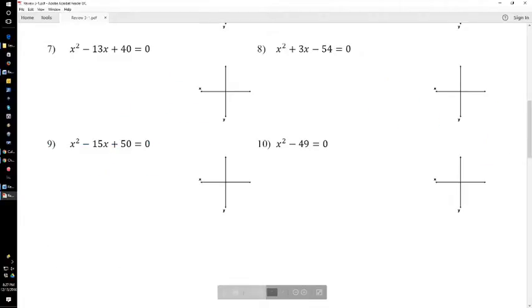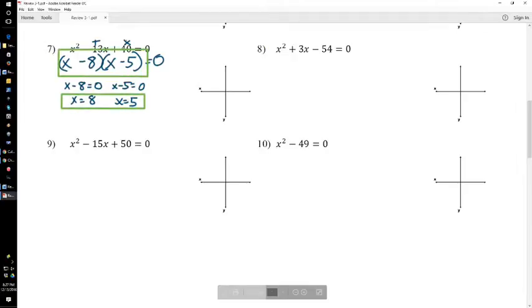For number 7, again, put up your parentheses. The two things that multiply to the left are x and x. Two things that multiply to 40 but add up to 13 are, in this case, well, 4 times 10 is 40, but those don't add up to 13. 8 and 5, there we are. So negative 8 and negative 5, because negative 8 times negative 5 is positive 40, but then they add up to negative 13. So we've got x minus 8 equals 0, x equals 8, x minus 5 equals 0, so x equals 5. So these are your solutions, and these are your factors.